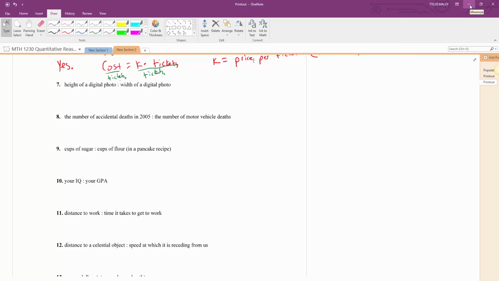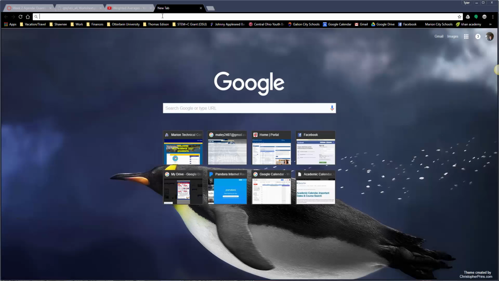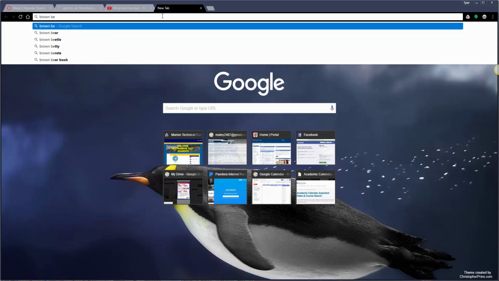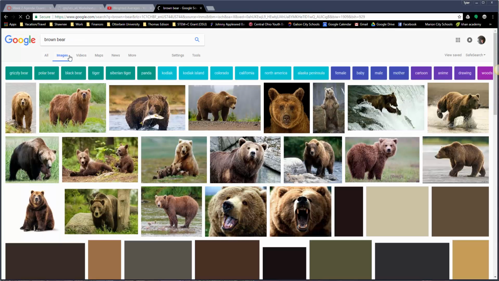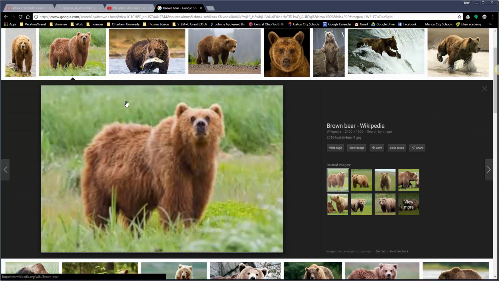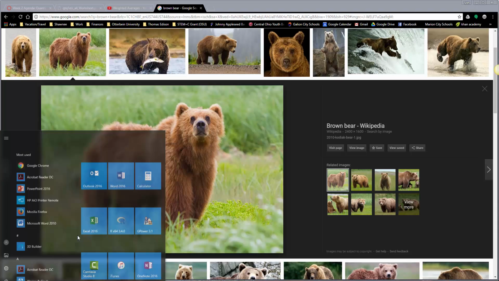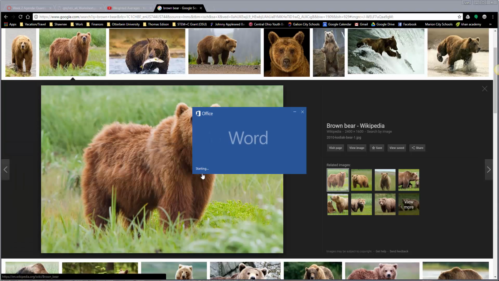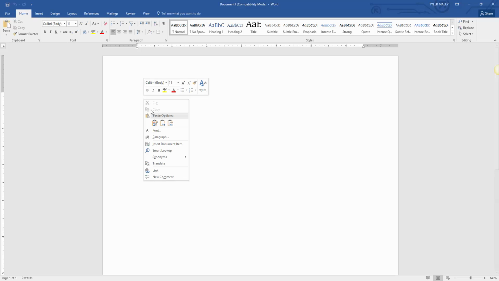So let me show a quick example of what we're talking about here, right? So let me minimize this and let's just find a picture of something, right? So let's say a brown bear. All right, so I'm just going to grab this picture. We're going to copy it. So copy image. Then I'm just going to open up a Word file and paste it into here.